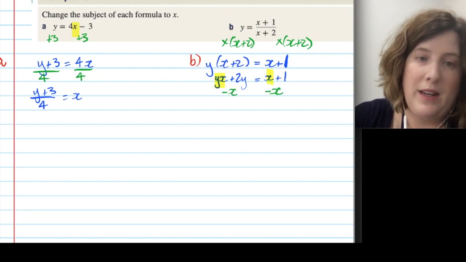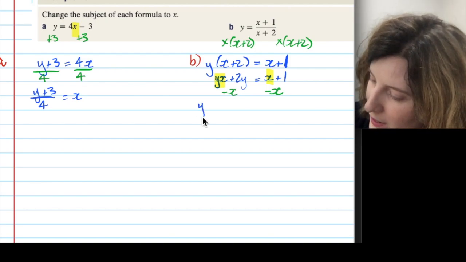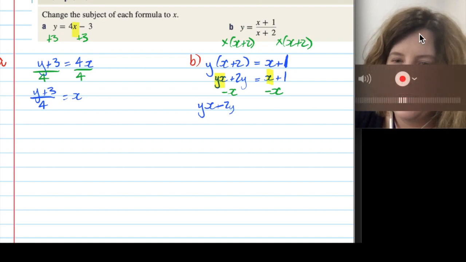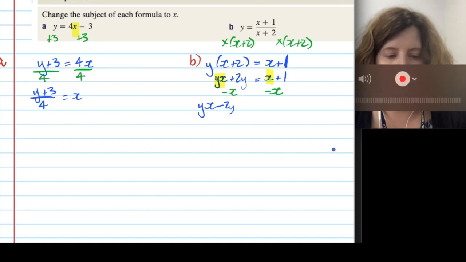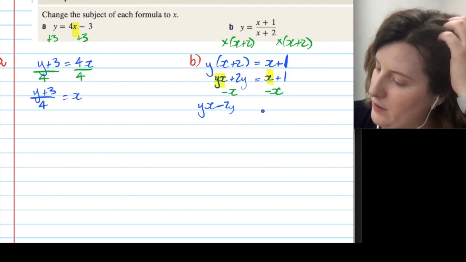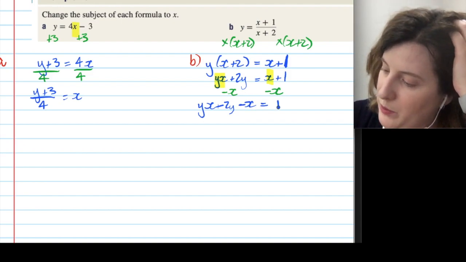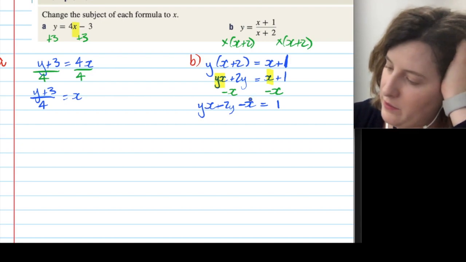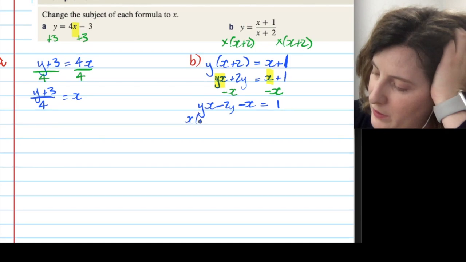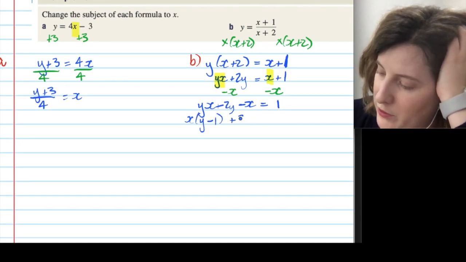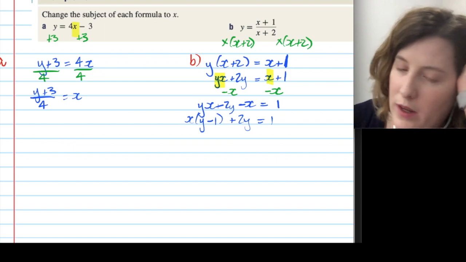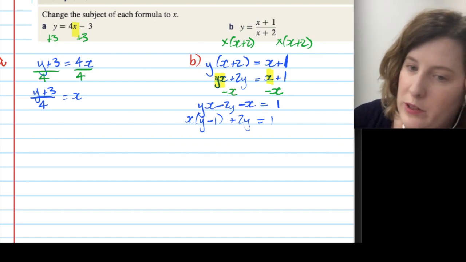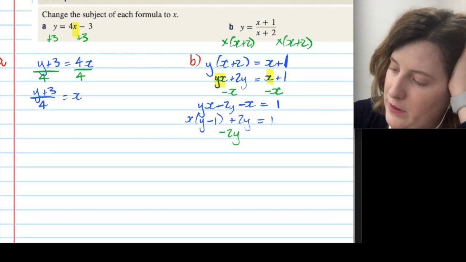Now this isn't going to be an easy one because I've got my yx plus 2y. Lost connection, give me a moment. yx plus 2y minus x equals 1. Yx minus x, I'm going to factorize. I'm going to have x outside of y minus 1, and I've still got my plus 2y hanging around like a bad smell. This is going to be easier if I get rid of that plus 2y straight away. So I'm going to subtract 2y from both sides.